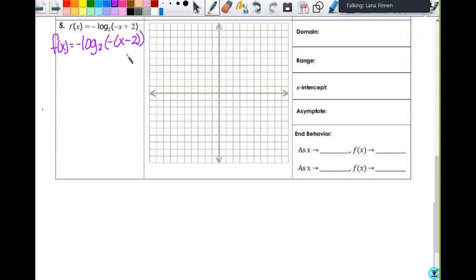Okay, does that make sense? All right, so be careful with that. Pay attention when you're graphing these, whether or not it's written that way. If not, you might have to. So we're going to set this equal to y.